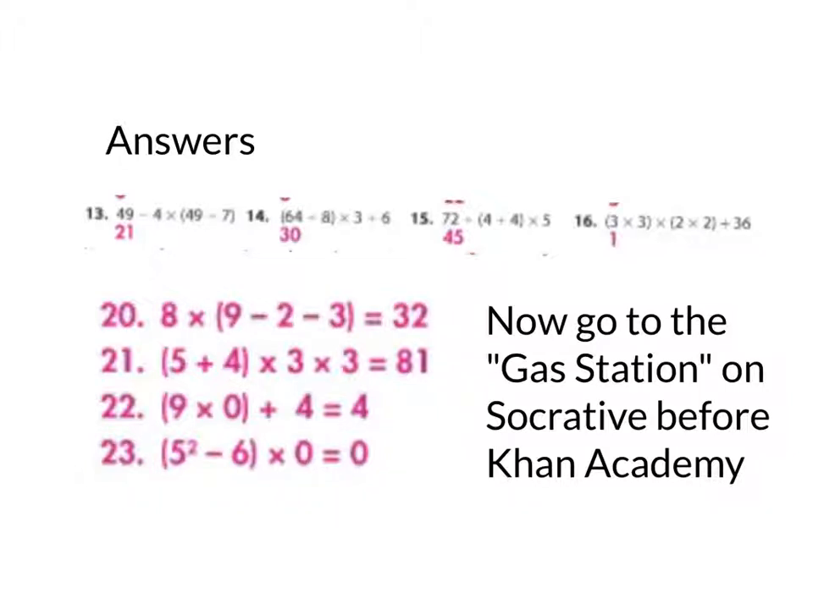Now you're going to page 37, numbers 13 through 16 and 20 through 23. Please pause the video and go on when you're ready for the answers. All right, here are your answers. After you're done checking your answers or writing in your correct answers, you need to go to the gas station on Socrative, and then you can go to Khan Academy. Remember that you should have the problems written for every one, and if you haven't written the problems, don't wait till I come around and ask you to write the problems. Just make sure that you're fixing it right now and you can write the problems. Don't just have the answers.